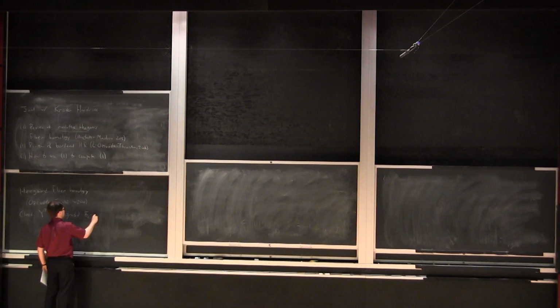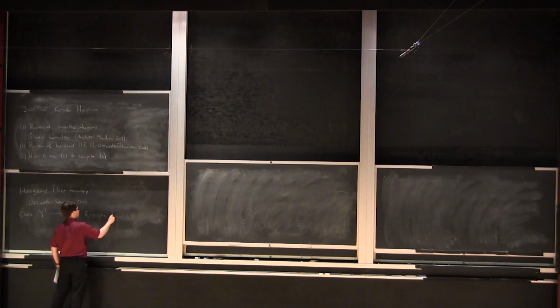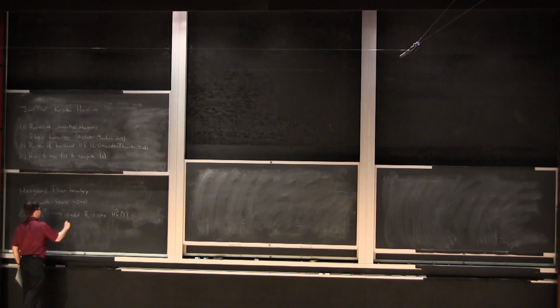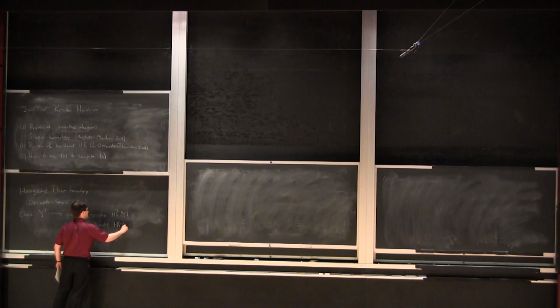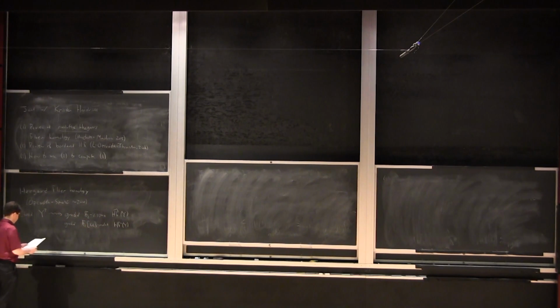So a graded F2 vector space called HF hat, and a graded F2[U]-module called HF minus. Various other things. So let's see some properties of these. These are functorial with respect to diffeomorphisms of 3-manifolds, so smooth diffeomorphisms.